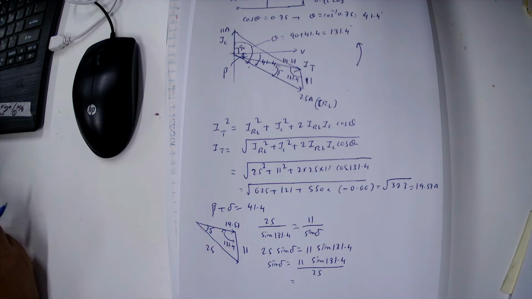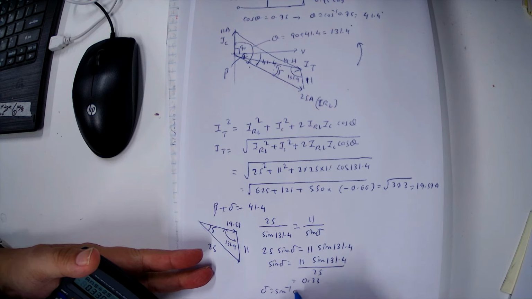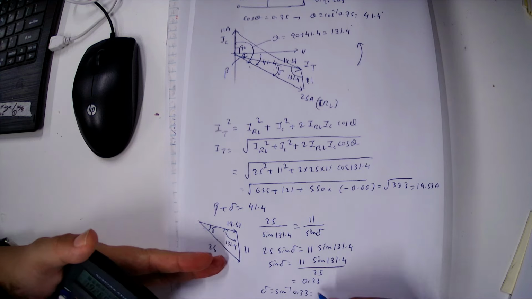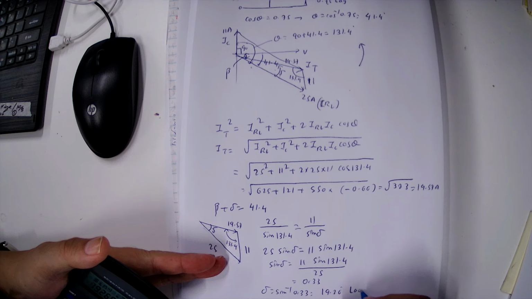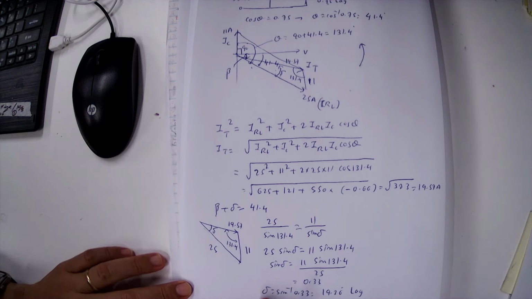So sine 131.4 is 0.75, multiply by 11. So this is 8.25 divided by 25. We got 0.33. So delta equals sine inverse 0.33. The inverse sine of 0.33, you get 19.26. This is the lagging angle, 19.26 degrees. Lagging we got. So this is the angle delta we got, 19.26.